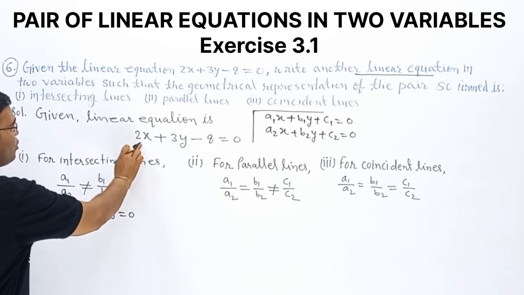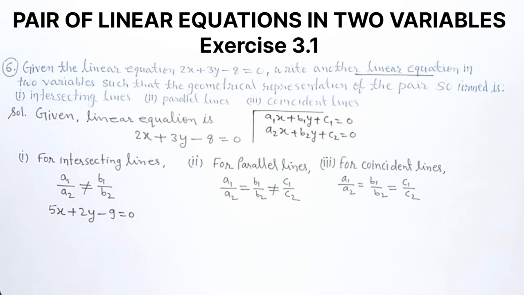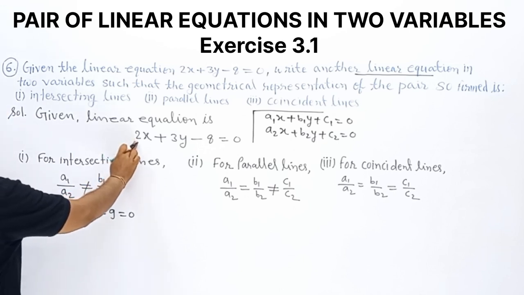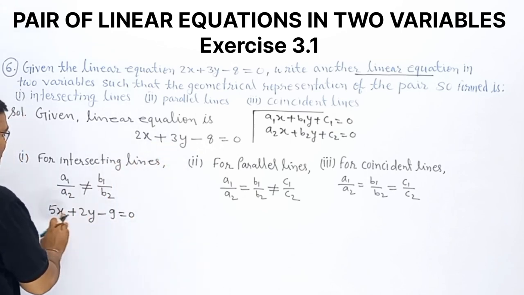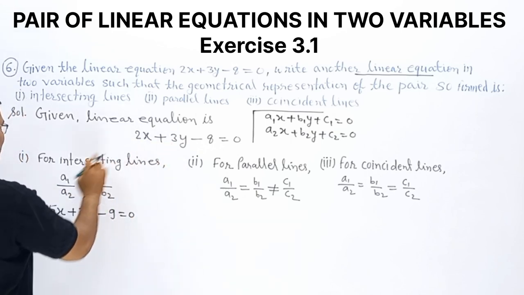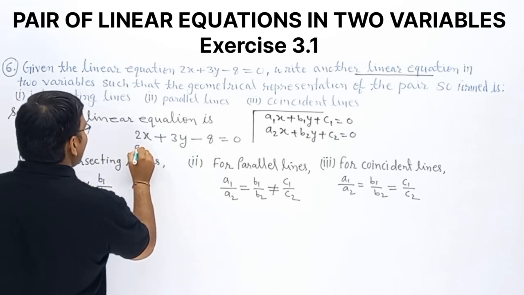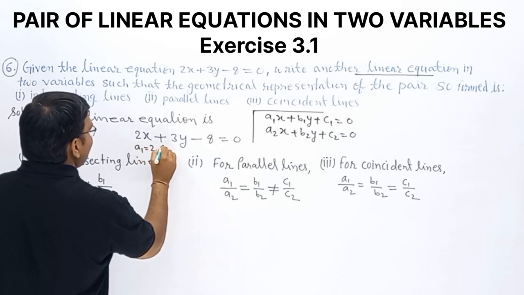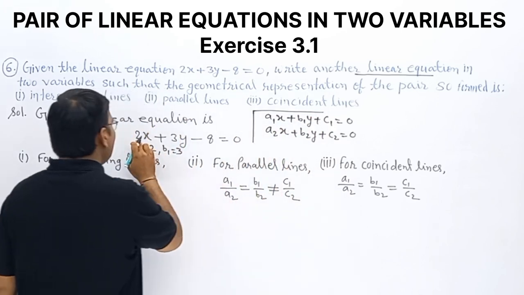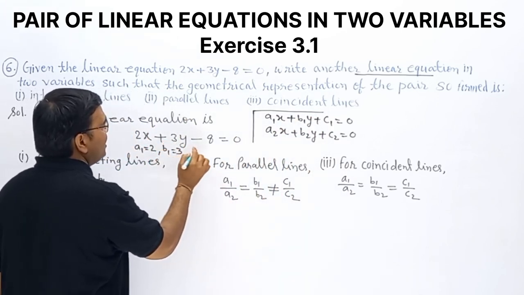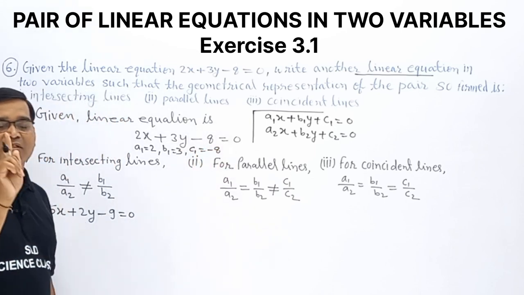How? Ratios of a1 upon a2. a1 is 2, a2 is 5. a1 is 2, b1 is 3, a2 is 5 and b2 is 2. So the ratio is 2 upon 5. From this equation, what is the value? a1 equal to 2, b1 equal to 3, and c1 equal to minus 8. This is the one.